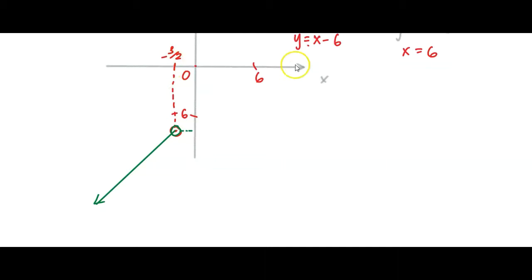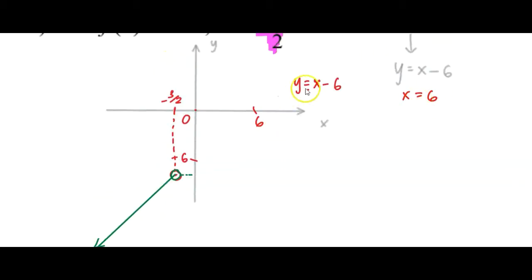When x equals negative 3 over 2, we want to get the y. From the function y equals x minus 6, when x equals negative 3 over 2, y is negative 3 over 2 minus 6. So finally, we get y equals negative 15 over 2. So this is the y value, which is negative 15 over 2. Okay, so when x equals negative 3 over 2, y is negative 15 over 2.